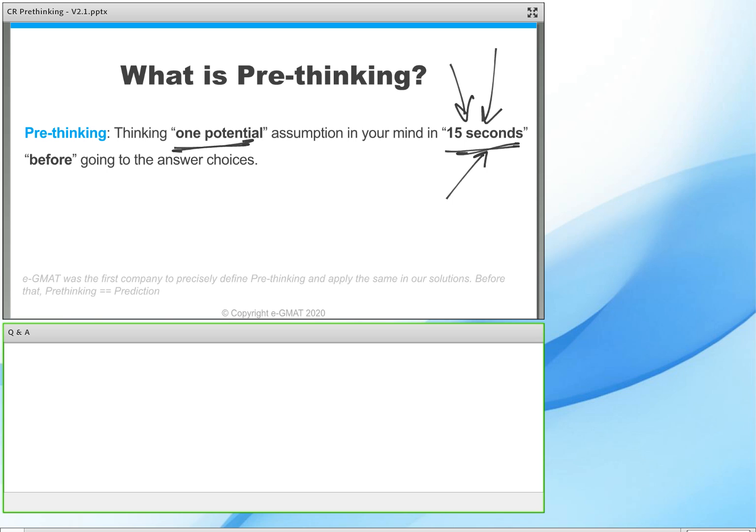The third thing is you've got to do it before you look at answer choices. Why? Because it has to be done just on the argument. Answer choices provide new information. We do not want that new information to corrupt your mind.